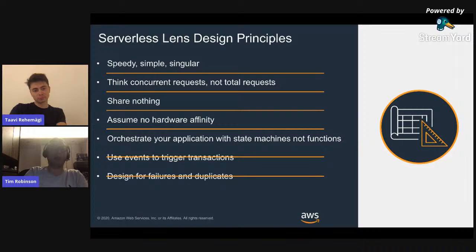And finally, really a nod to our reliability pillar, design for failures and duplicates. So this shouldn't be news to anyone, but failures can occur, and an event or a request can be delivered more than once in some circumstances. So really work to ensure that you include appropriate retries for downstream calls within your code.